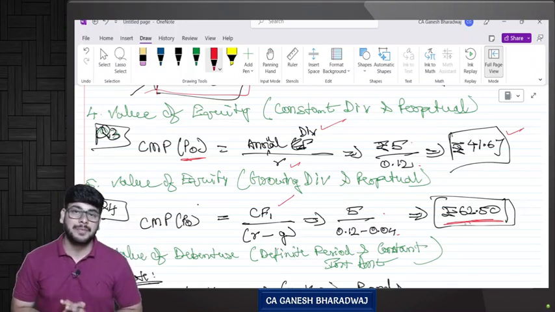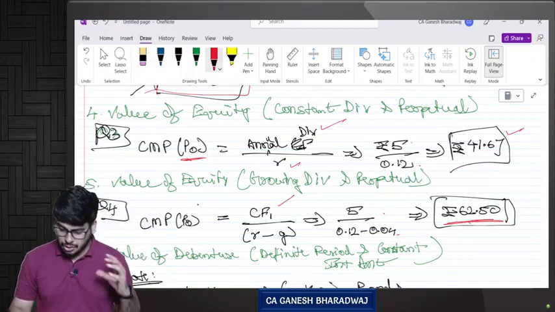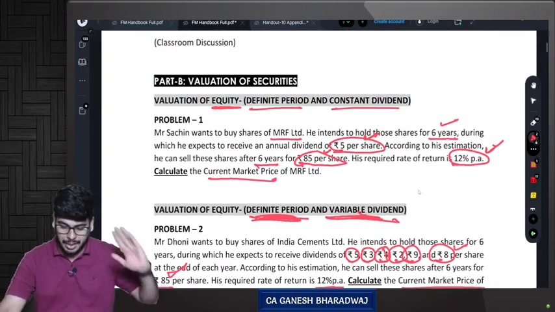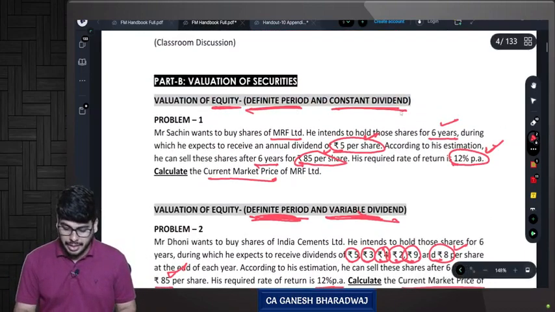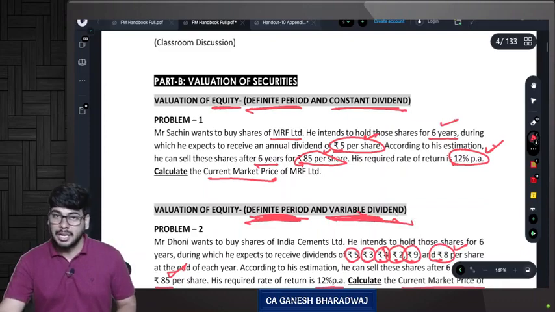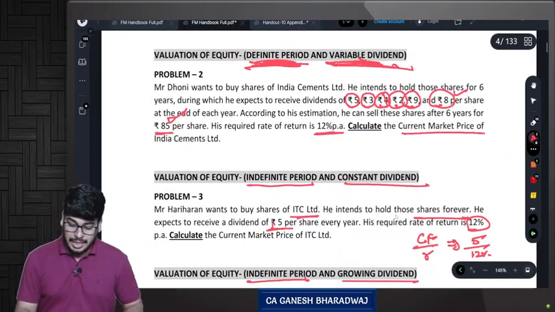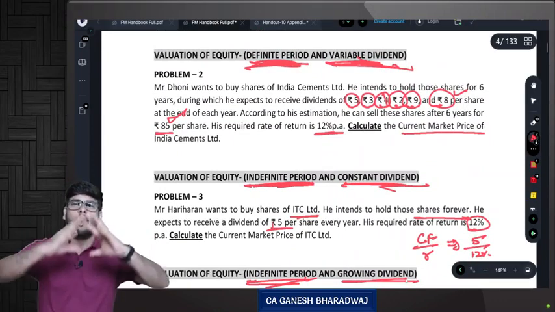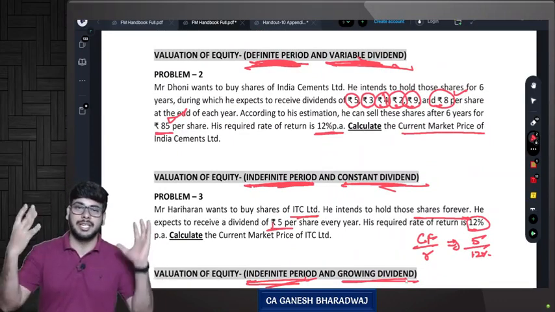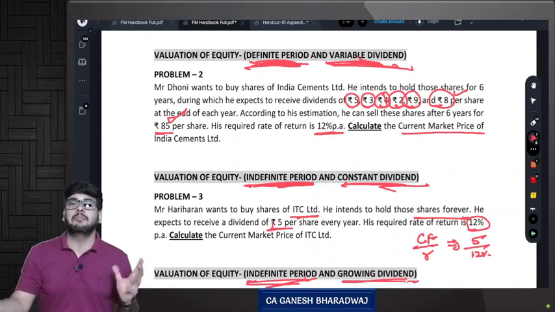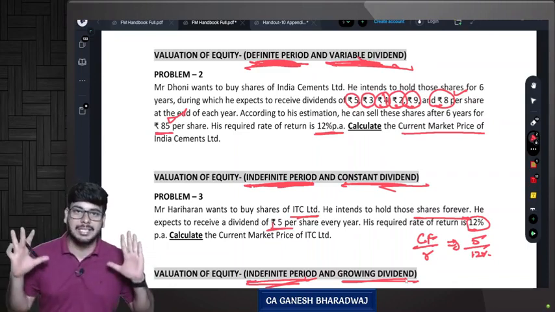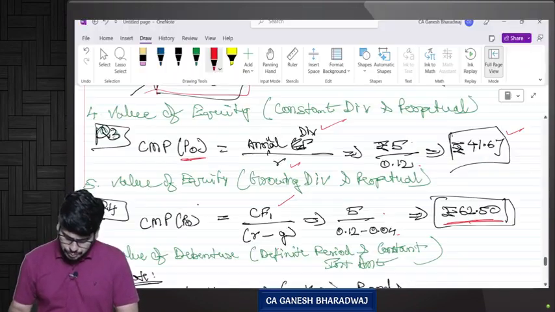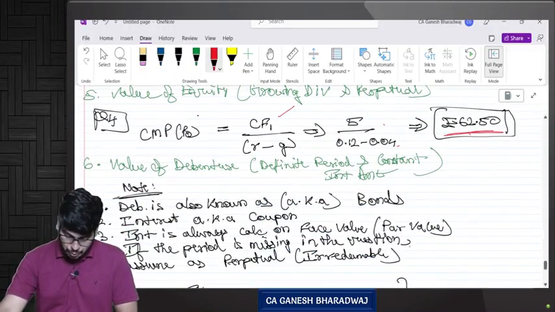So we have done the first one. What? Equity shares. So valuing equity shares for all the 4 different varieties of cash flows we have done. Definite period, constant dividend. Definite period, variable dividend. Correct? Yes, unequal cash flows. Then indefinite period, constant dividend. Indefinite period, growing dividend. All the cash flow techniques, we have seen it here. See how practically we have applied it in the world of finance. This is the value addition for this particular segment. Yes, now let's move to the next part.